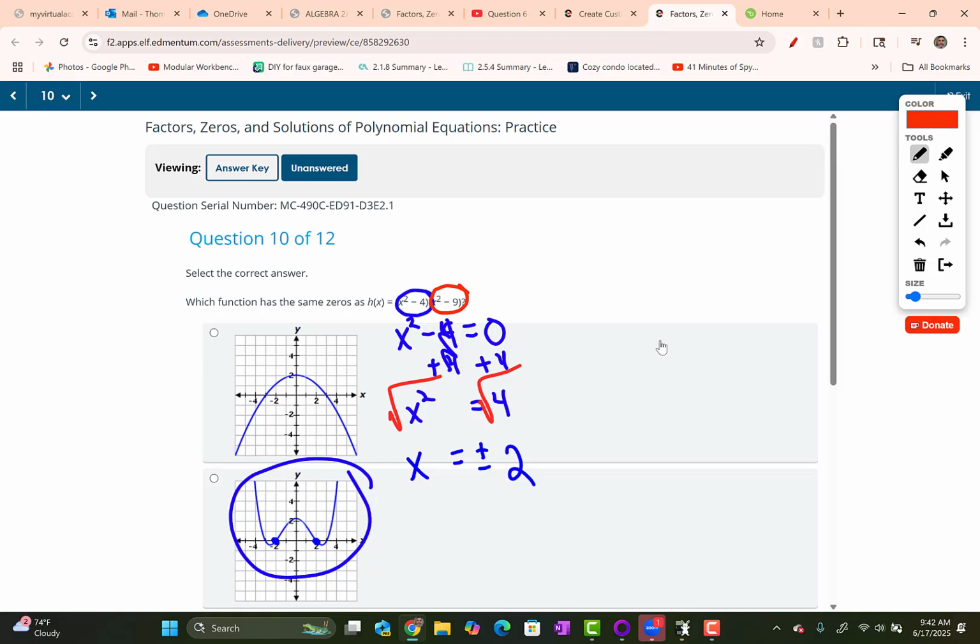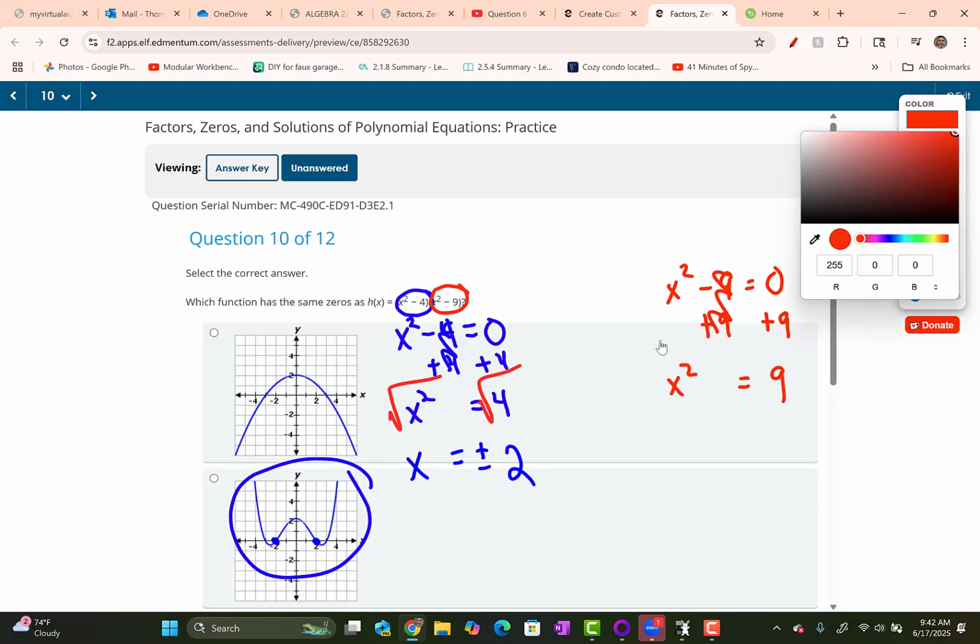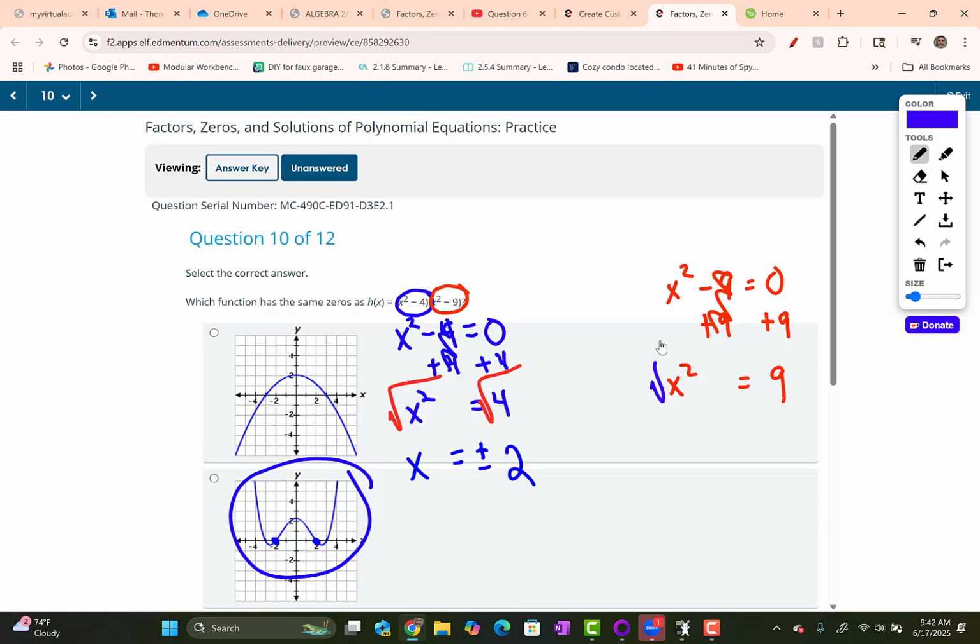Next, we're going to take the other factor, x squared minus 9, and set it equal to 0. We're going to add 9 to both sides. And this time, when we take the square root of both sides, we get x equals plus or minus 3. And again, you can see this graph crosses at positive and negative 3. Literally the only graph that crosses at those 4 real zeros. So if you knew nothing about which way it faced, up or down, doesn't really matter. This has to be your answer choice.